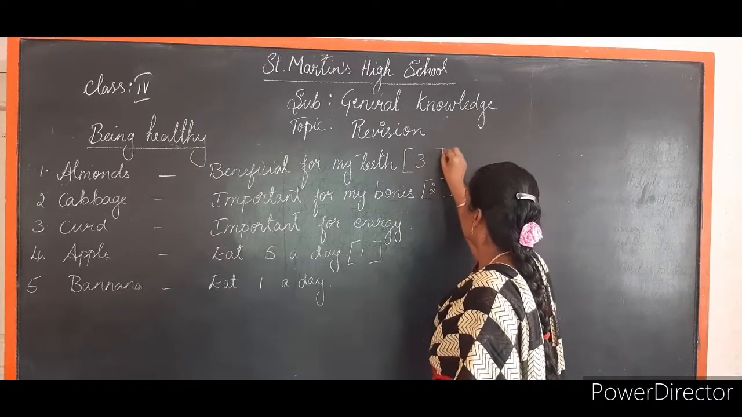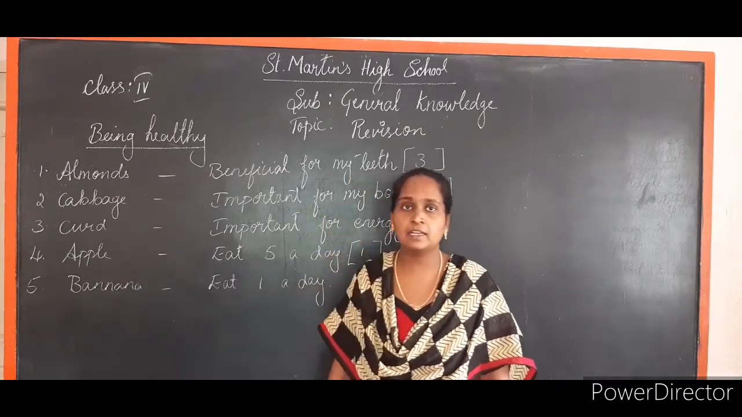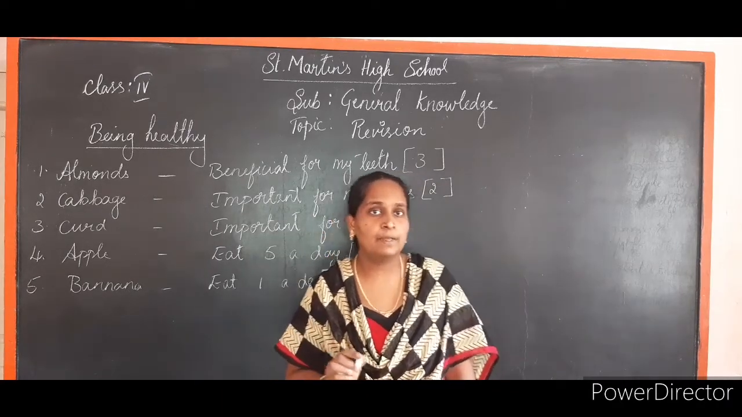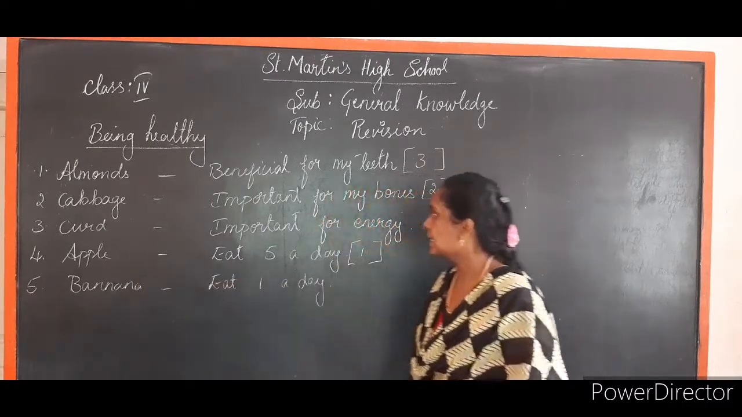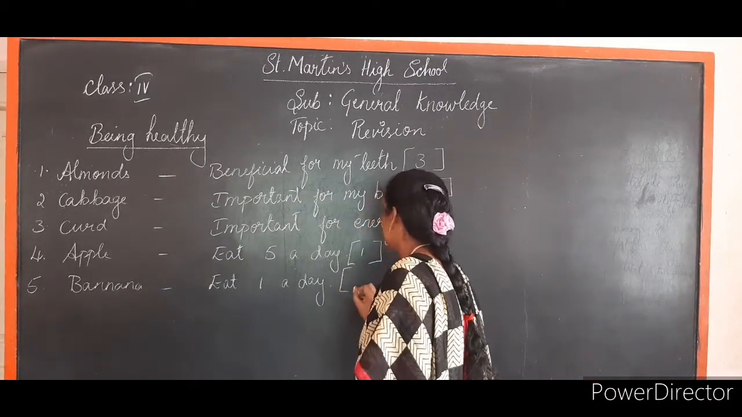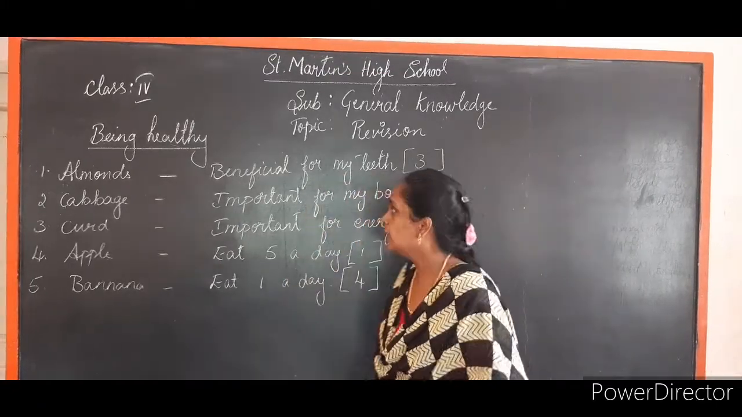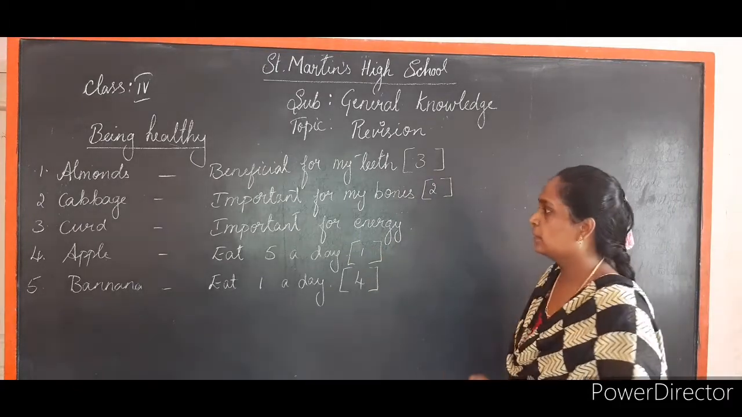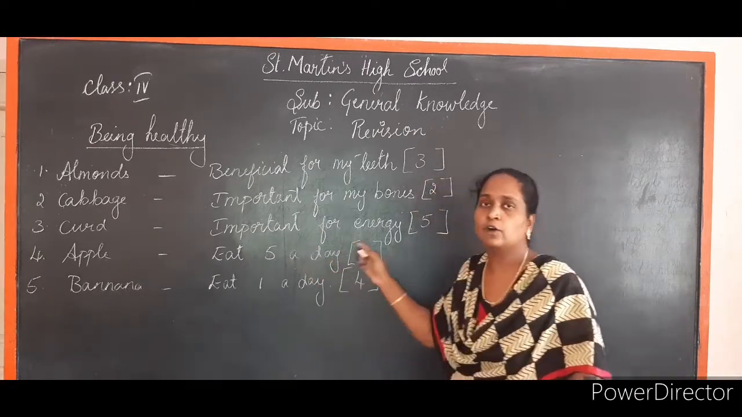It is important for our teeth. And then apple. Apple is very good for our hair. There is a proverb: an apple a day keeps the doctor away. So, apple, eat 1 a day. And then banana. Banana is important for energy. It is an energy giving food. Banana, important for energy.